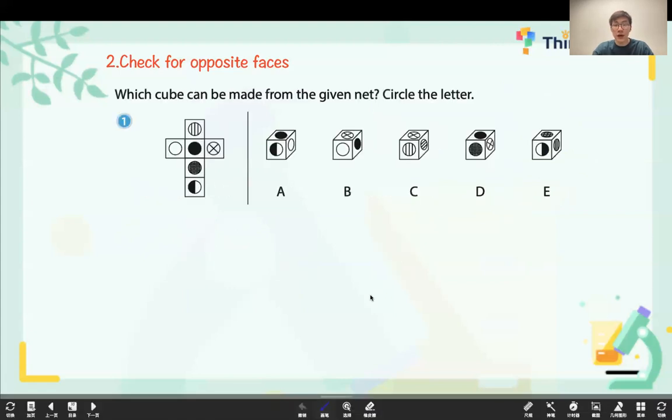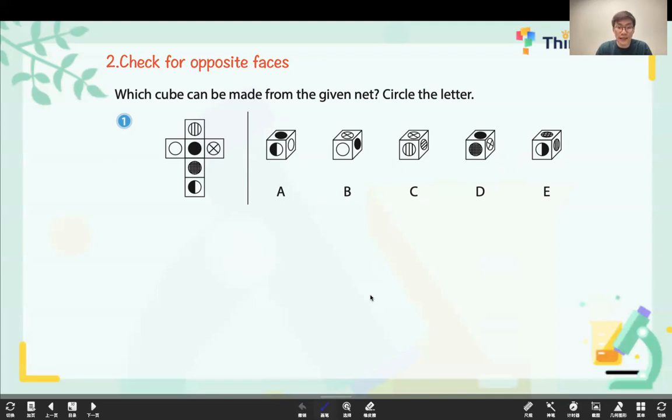So now let's do some more practice, okay? Which cube can be made from the given net? Circle the correct answer. So let's start with step one. Let's eliminate the impossible cubes, okay?